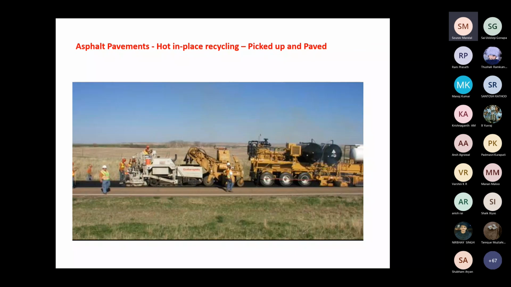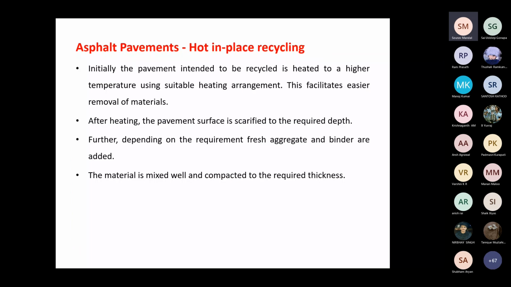You have to pick the old material, add the new material, then lay it on the field itself. So in hot in-place recycling, the pavement you intend to recycle is first heated to a high temperature using a suitable heating arrangement. This facilitates easy removal of the material, especially since it is bitumen. You know that the viscosity will change and it will be in a loose state, so you can easily remove the material.